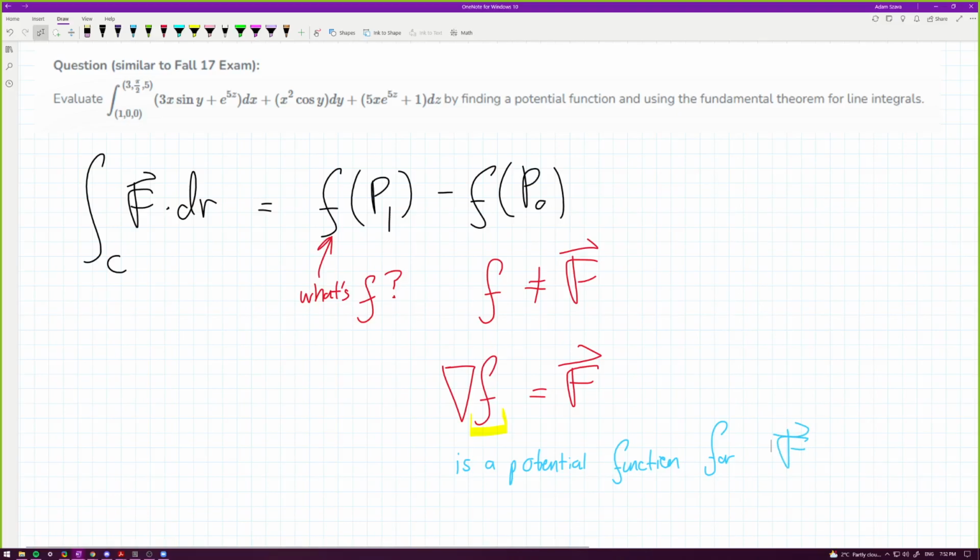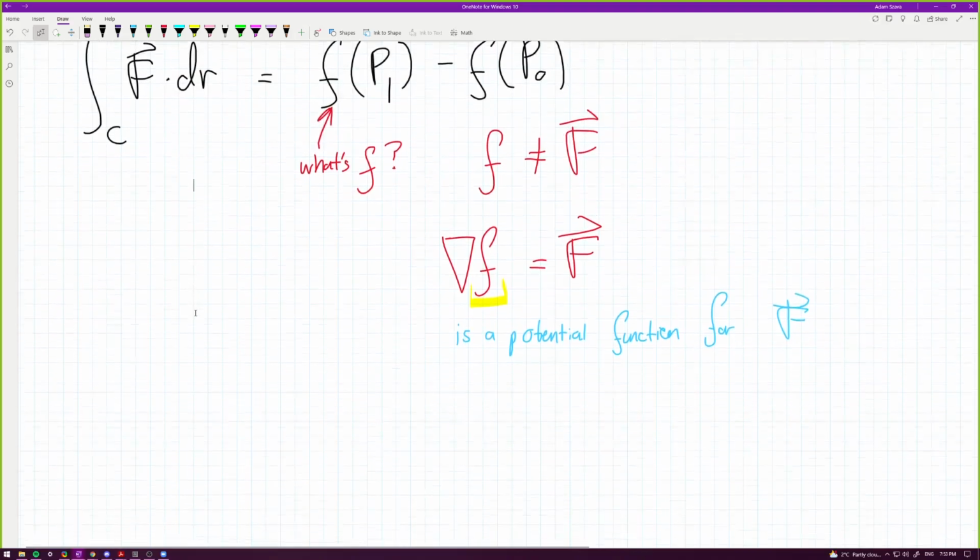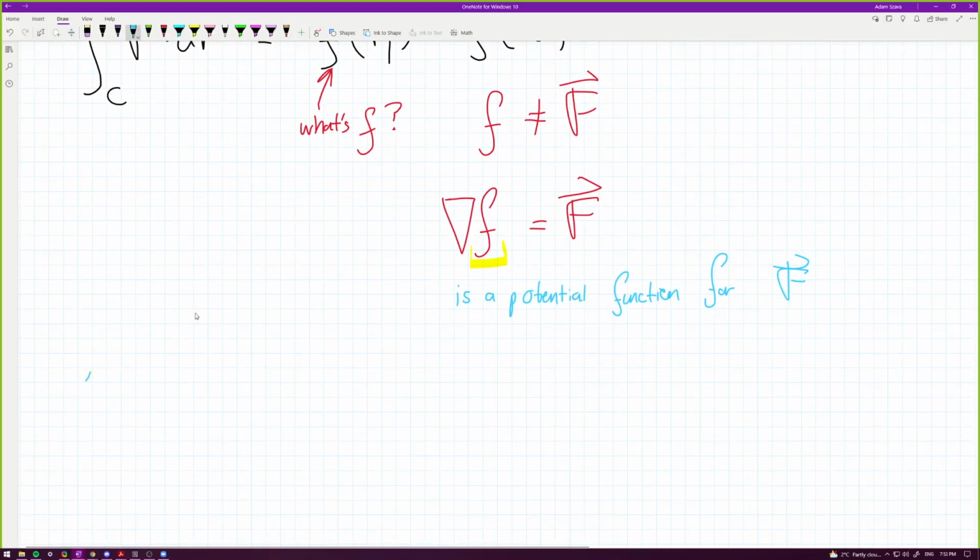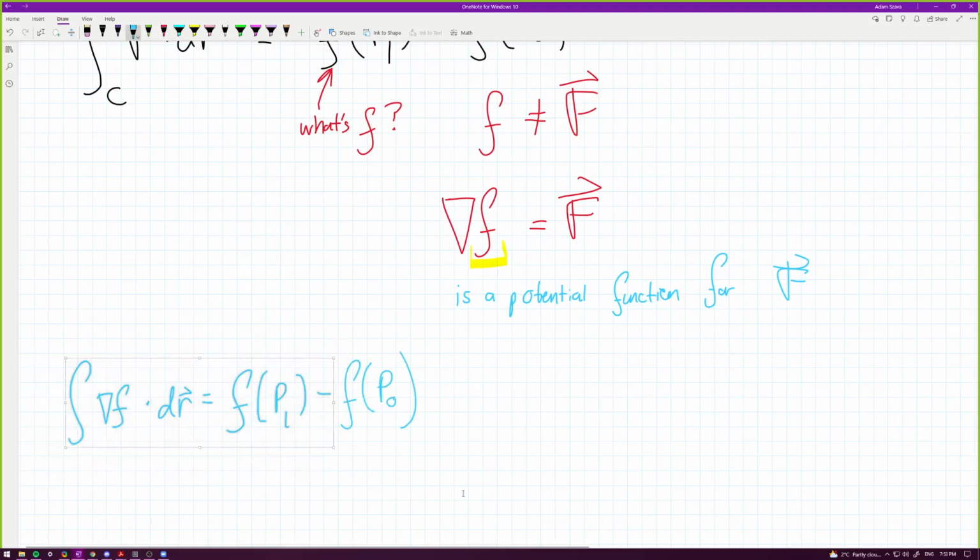Some people may have missed that during class, but I don't remember hearing it before. So that's what it means, and this is the fundamental theorem for line integrals. It's very useful because if we know a potential function for F, the line integral of the gradient of f dot dr is equal to f of the endpoint minus f of the starting point. But to do this, you need to ask, what function has a gradient of F?